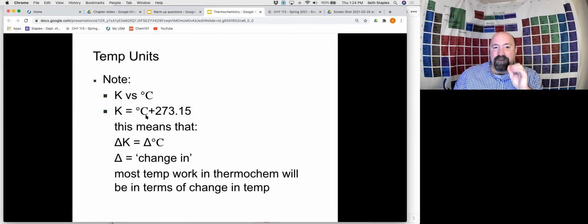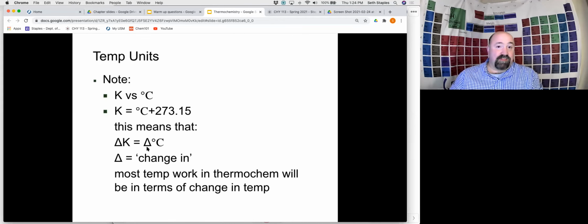What this really means for us is that a change in Kelvin is going to be equal to a change in degrees C. And so a change of 3 Kelvin would also be a change of 3 degrees C.